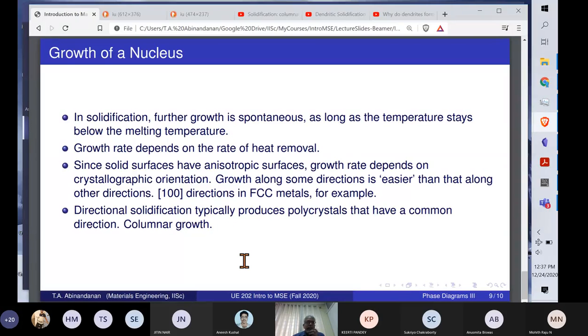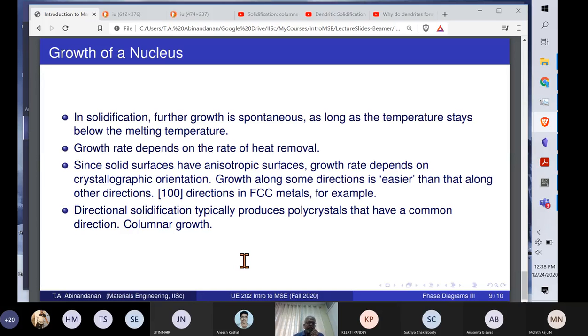And of course, growth is something that is again quite interesting. In solidification, further growth is spontaneous as long as the temperature stays below the melting temperature. But the growth rate itself would depend on the rate of heat removal, because liquid has a higher enthalpy, and all that high enthalpy will have to go out in the form of latent heat being released, and that latent heat that is being released has to be transported away. So growth rate definitely depends on the rate of heat removal.